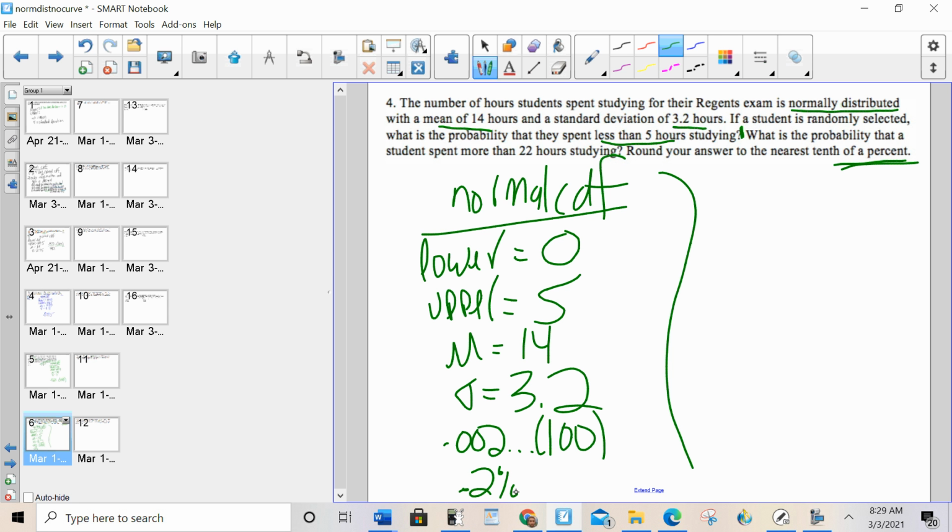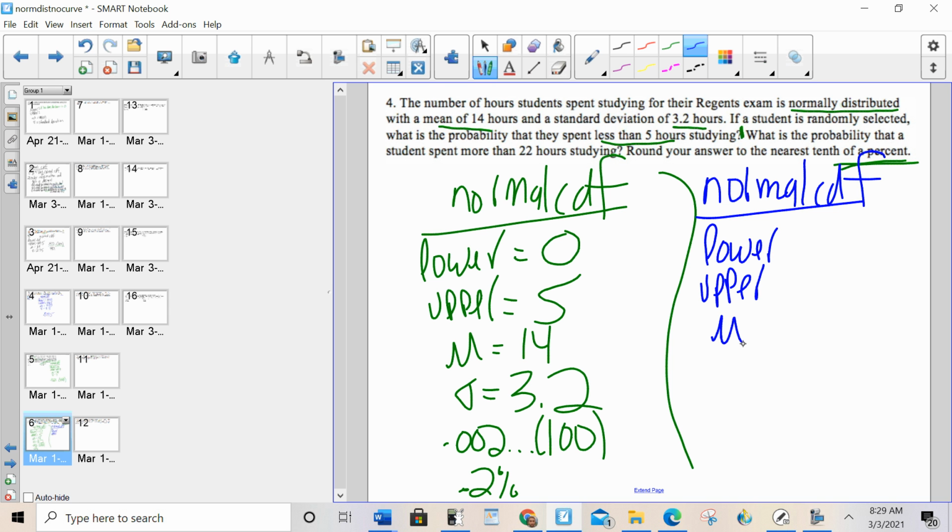Now there's a second question. So again, I'm going to do normal CDF. I'm going to do lower, upper, mu, sigma. My mu and my sigma are not changing. The mean is still 14 and the sigma is still 3.2.